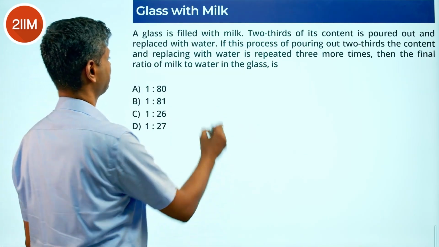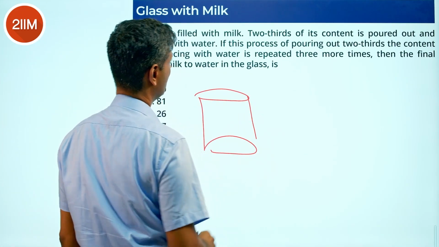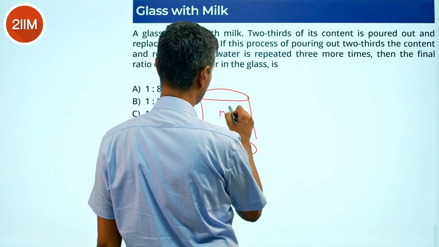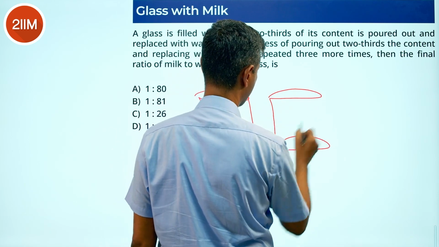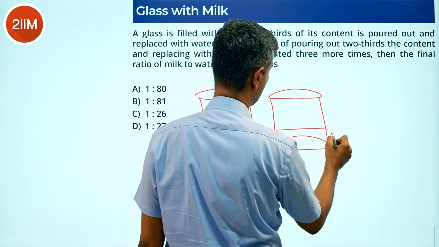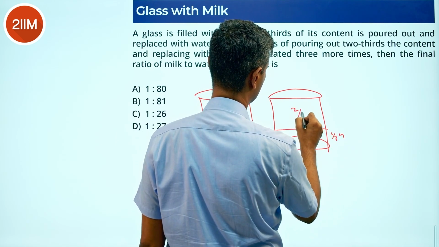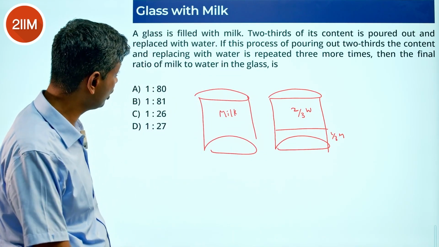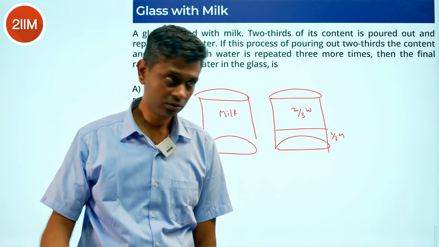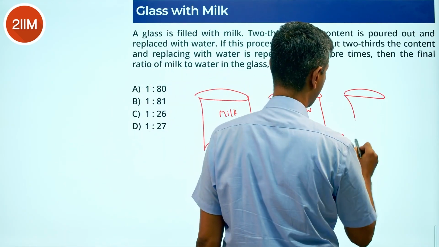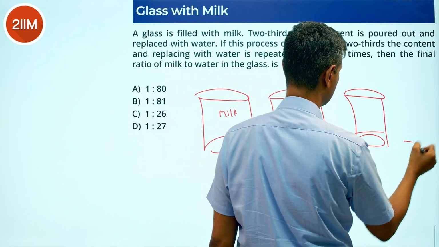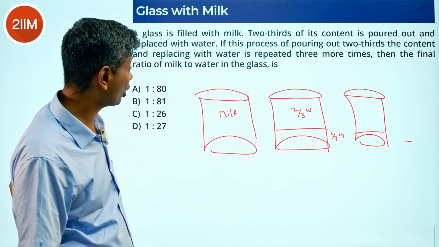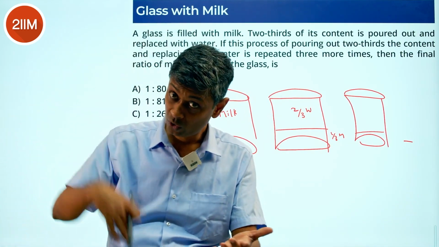A glass is filled with milk. 2/3 of its content is poured out and replaced with water. All milk. So 1/3 milk, 2/3 water. If this process of pouring out 2/3 of the content and replacing with water is repeated 3 more times, so we'll have even less milk, even less milk, even less milk. The final ratio of milk to water in the glass, milk will be very low.